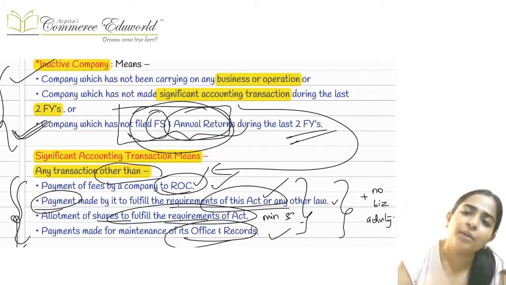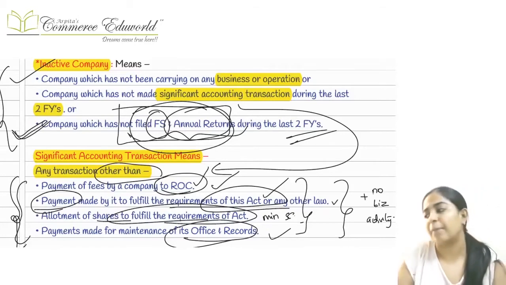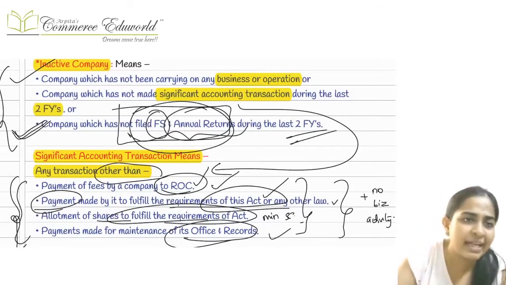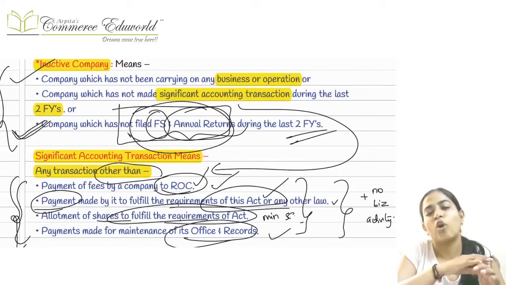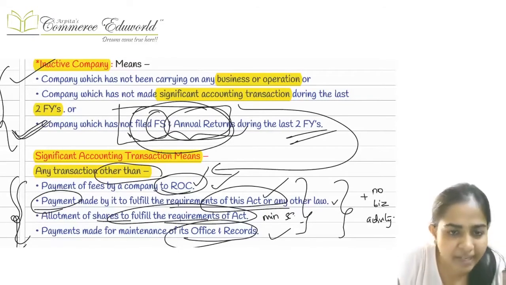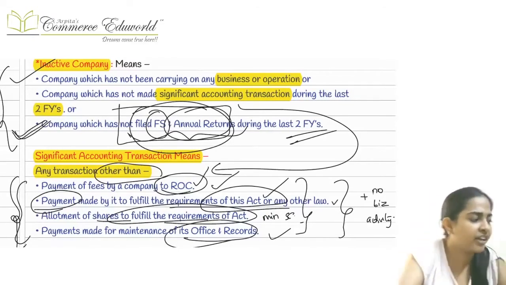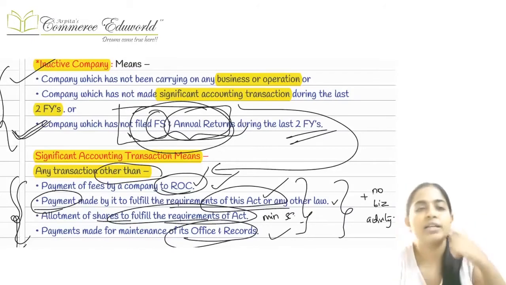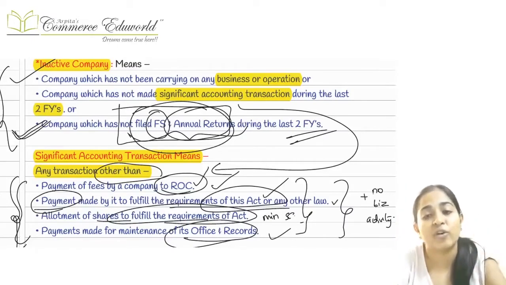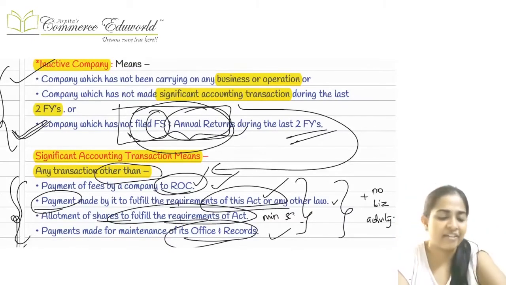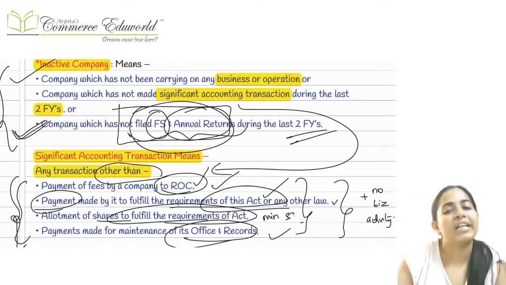Ma'am, what do you mean by the term inactive company? Inactive company means the company is not carrying on any business or operation, or it has not made any significant accounting transactions during the last 2 years, or the company has not filed its financial statements and annual returns during the last 2 years.